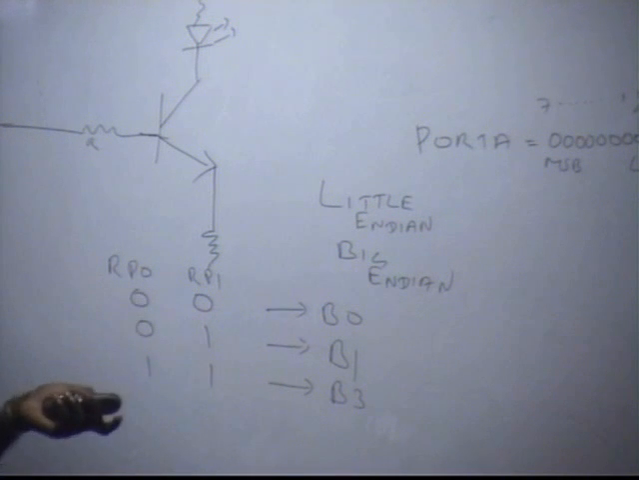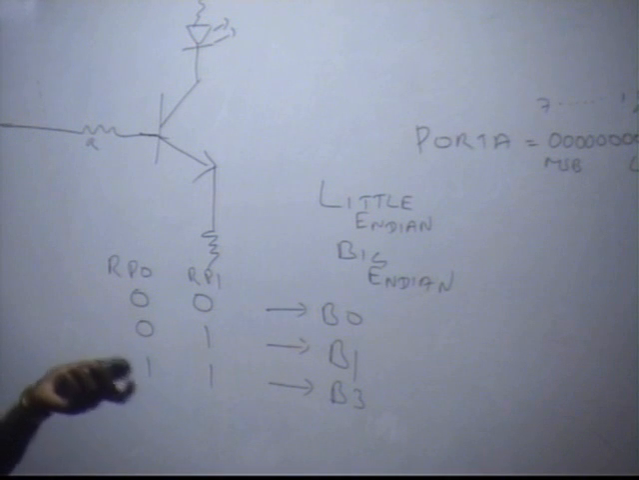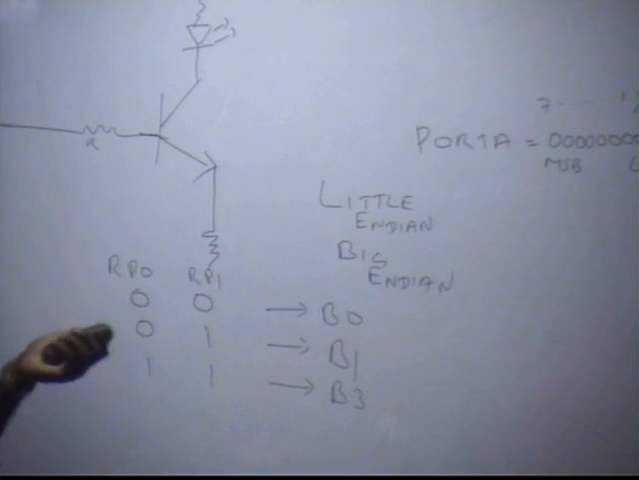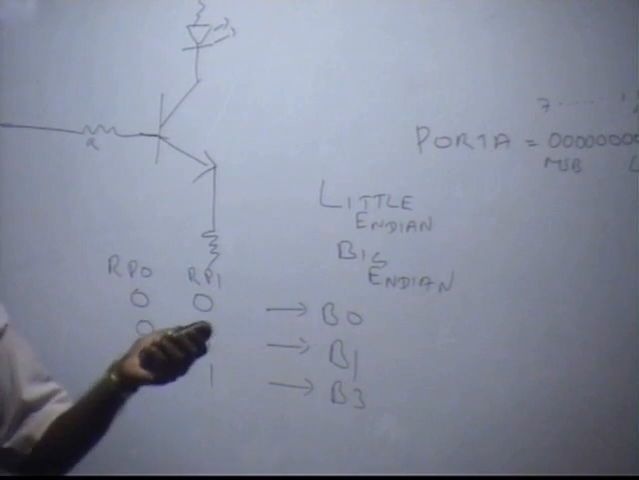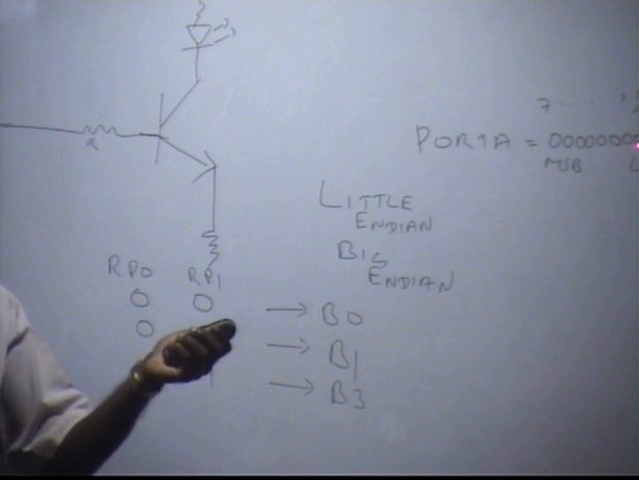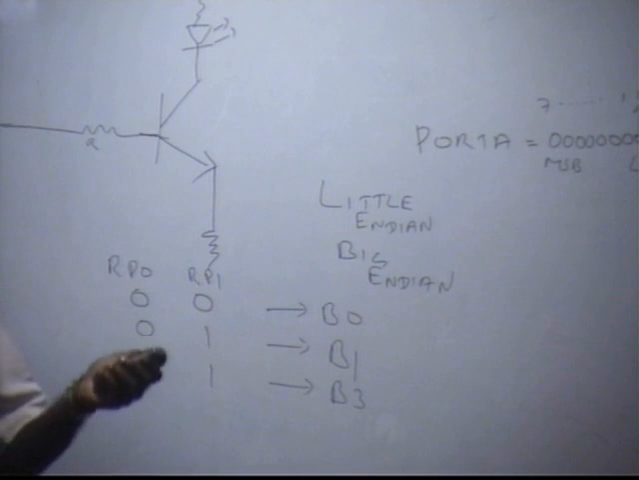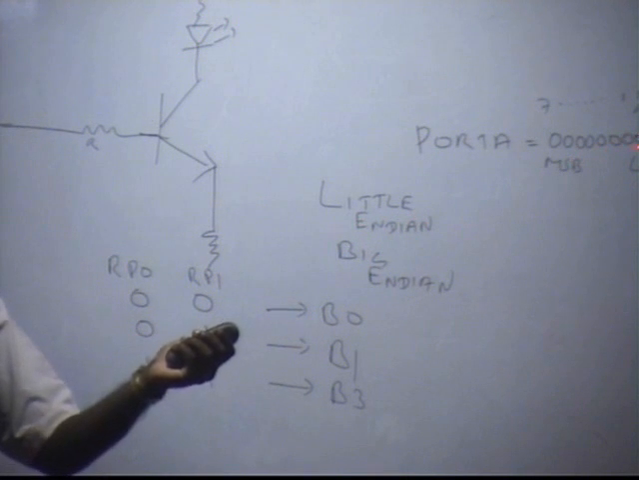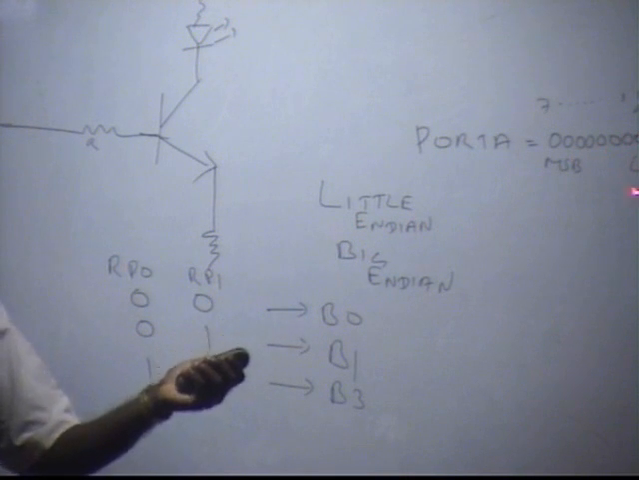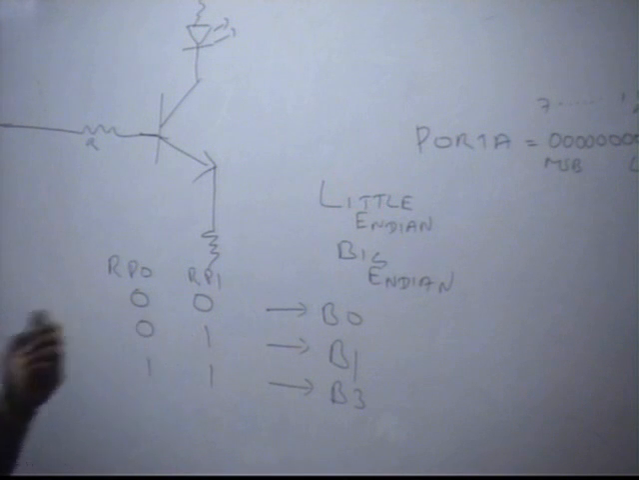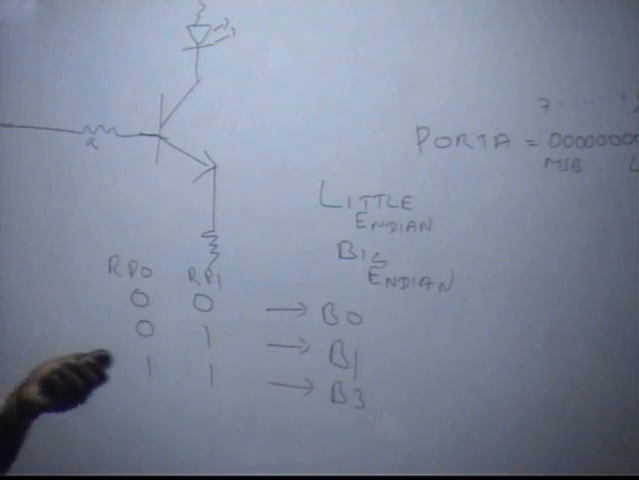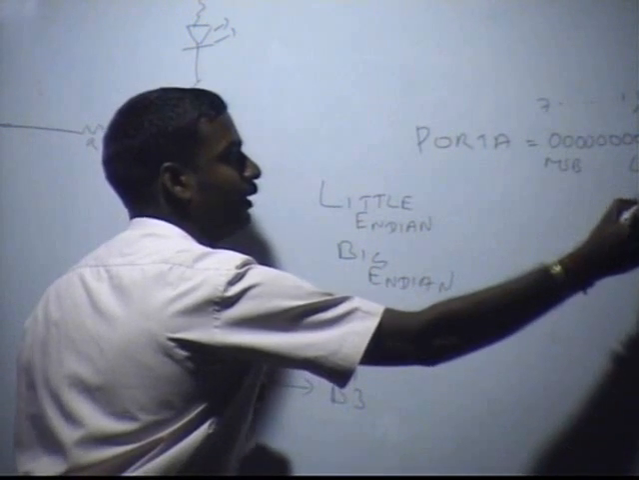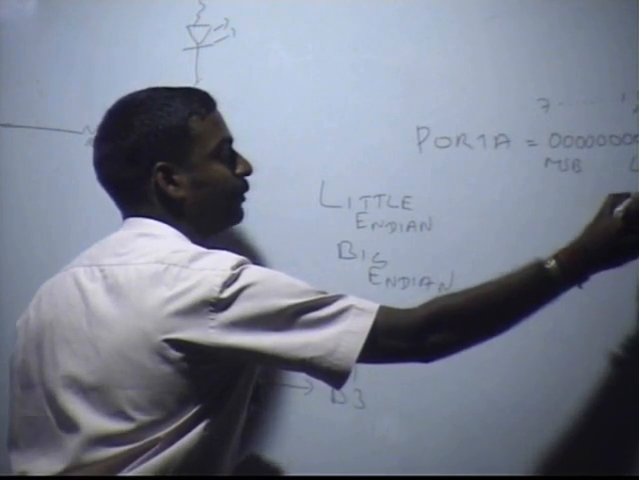So how will you remember what is meant by little endian and big endian? Little endian means, for remembering, you can remember like this. Last ending bit will be little value, LSB. That is in the case of little endian. So just opposite is big endian. Big endian means ending bit will be bigger value, that is MSB.